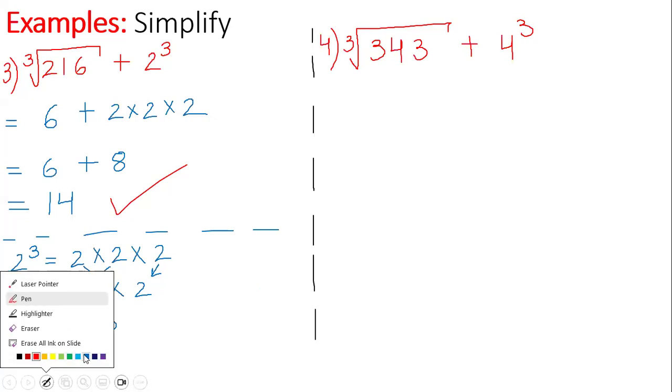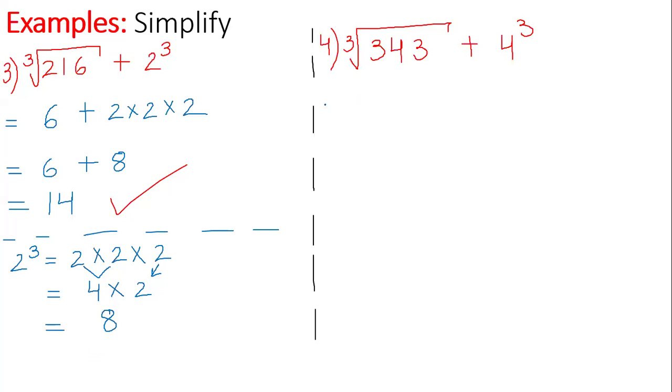Question. What is the cube root of 343? 7. How do you know it's 7? Because 7 times 7 times 7 is 343. Plus 4 cube. What is 4 cube? 64. 4 times 4 times 4.